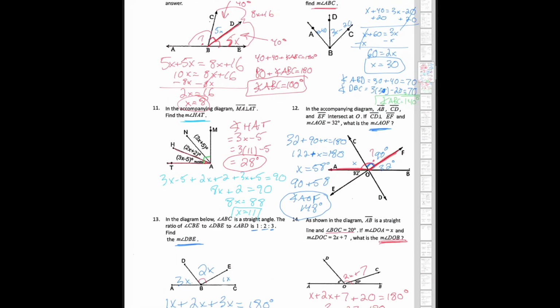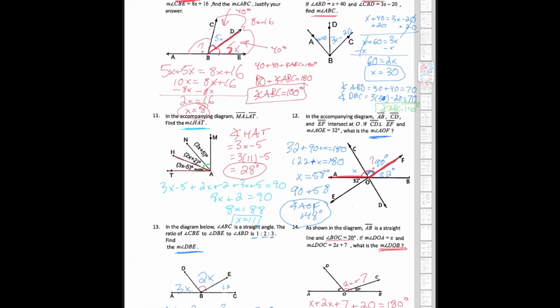Let's move on to number 9. So number 9 says we have a bisector. So BD bisects angle CBE, and then we're given a measurement for angle CBD. So angle CBD is 5x. And then angle CBE is equal to 8x plus 16. So the entire angle here, this whole thing, is 8x plus 16. So we're looking for angle ABC. So this is a multi-part question here, a little bit trickier.